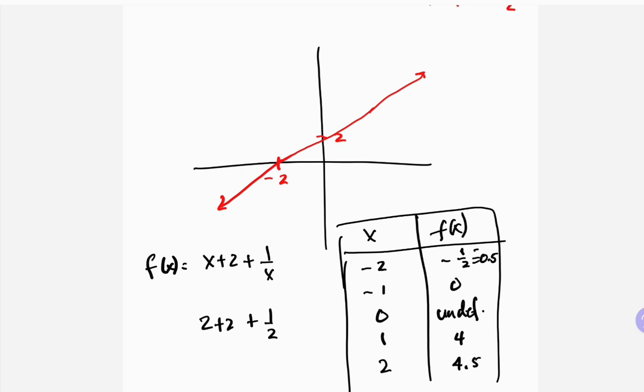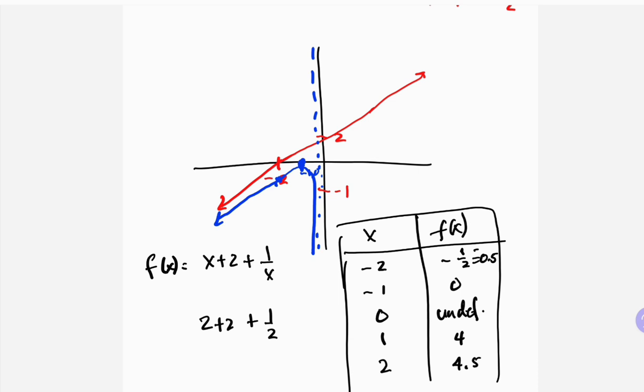For the graph, because this is our oblique asymptote, at -2 our f of x is negative 0.5. If this is -1 here, then when x is -2, that is over here. And when x is -1, it's 0, so we have this over here. We know that we have a vertical asymptote here because it's undefined. So if we connect these two, that will go that way, and since this is an oblique asymptote, that will go that way.